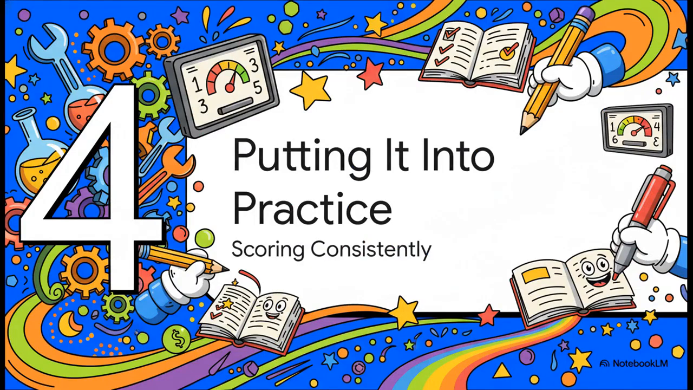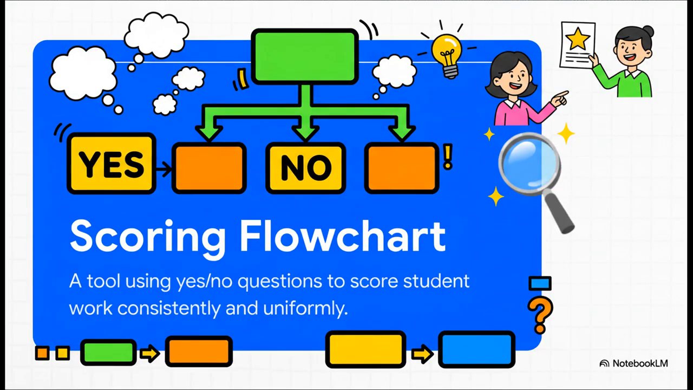Okay, so we've got the tools. Now what? How do we use them? And just as important, how do we score them in a way that's consistent and fair? Here is a seriously clever idea for making sure your grading is fair: a scoring flowchart. Instead of trying to subjectively assign points, you just follow a simple series of yes or no questions about the work. This gets you to a consistent score every single time. It makes your grading uniform, easier to explain, and way more transparent for students and parents.